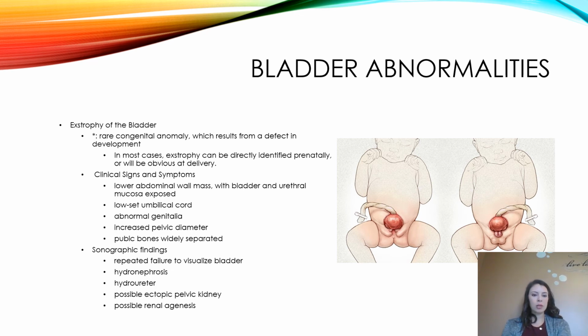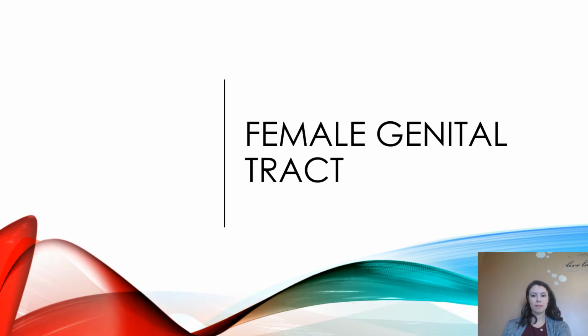Some signs and symptoms are a lower abdominal wall mass with bladder or urethral mucosa exposed, low set umbilical cord, abnormal genitalia, increased pelvic diameter, and pelvic bones that are widely separated. Some findings: repeated failure to visualize the bladder when you're scanning baby inside mom. So there's hydronephrosis, hydroureter, possible ectopic pelvic kidney, and possible renal agenesis.